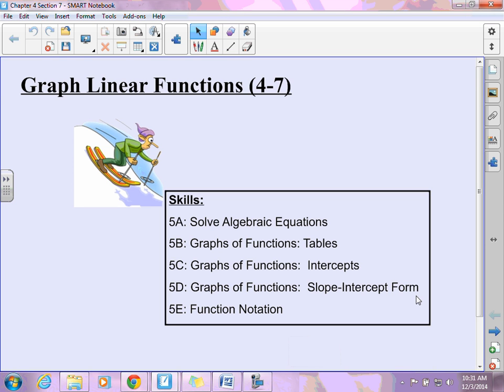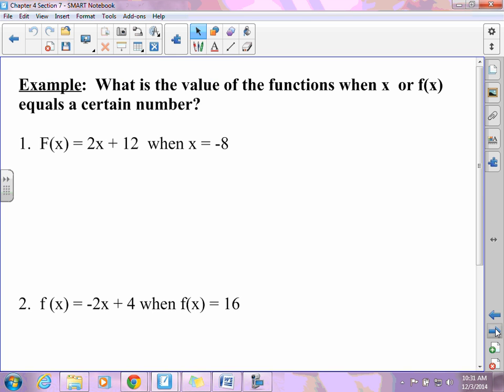We're looking at graphing linear functions, but we're only going to do part 1 of this. You'll notice 4-7, that means it's chapter 4, section 7. All right. The example says, what is the value of the function when x or f of x equals a certain number? Now, students flip-flop these all the time. So you want to listen carefully on how to do these.